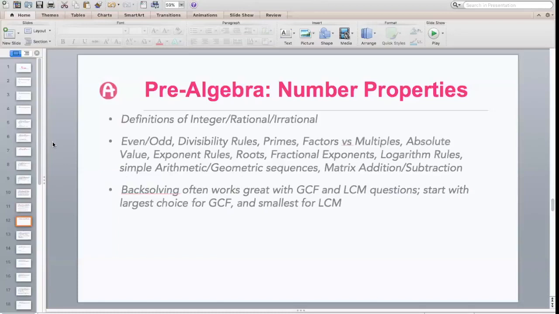So in particular, back solving often works great with GCF and LCM questions. And as a reminder, like from the SAT, if you're looking for the largest choice for GCF, you want to start with the largest option. For LCM, you want to start with the least and work your way up or down.